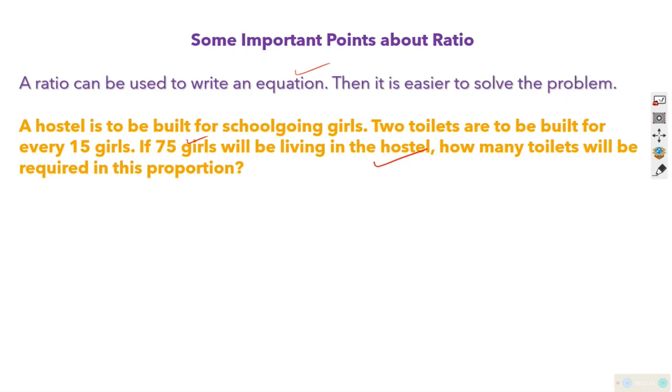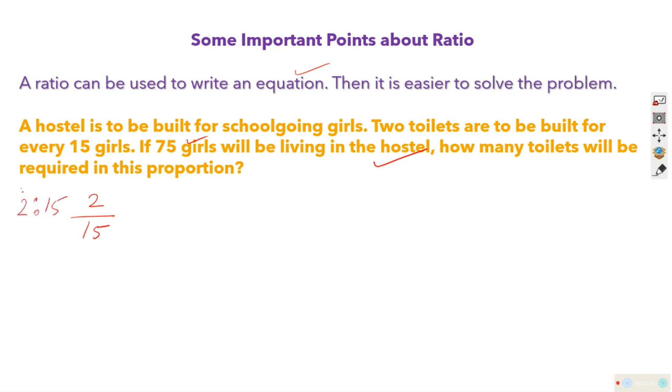But the question we are attending to is in the situation of what we call ratio and proportion. And at the same time, how can we create an equation for finding the solution using ratio? So 2 toilets are to be made for every 15 girls, and if 75 girls will be living in the hostel, how many toilets will be required in this proportion? What is the proportion here? The proportion over here is 2 per 15.